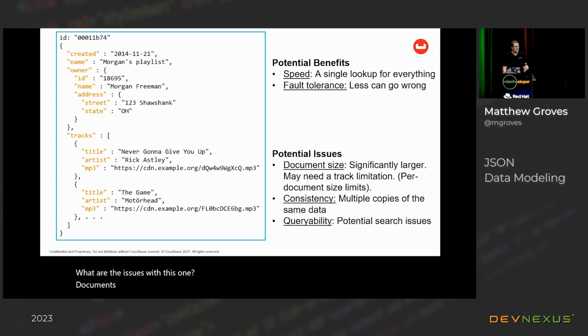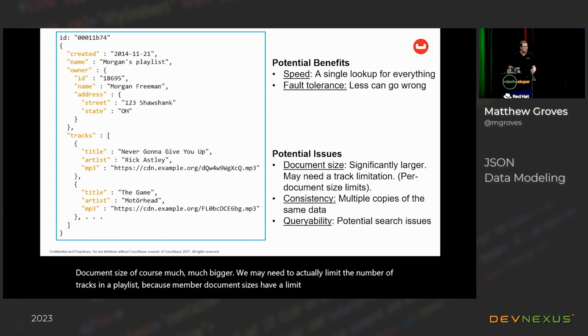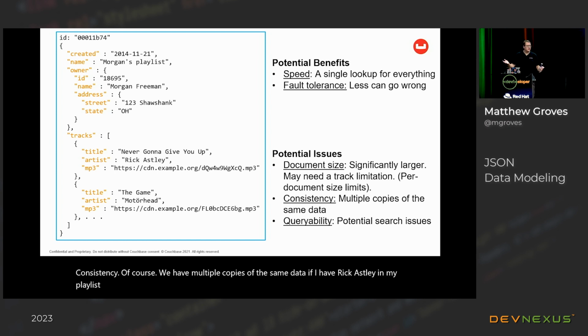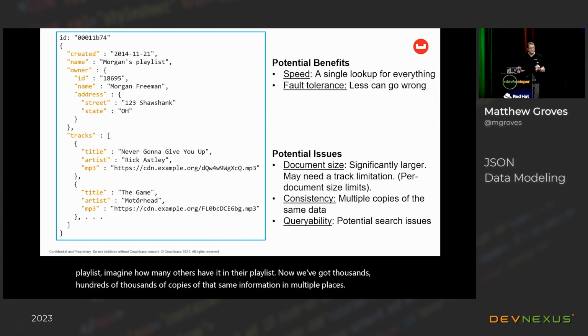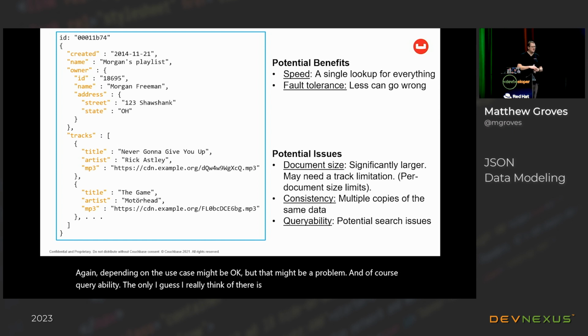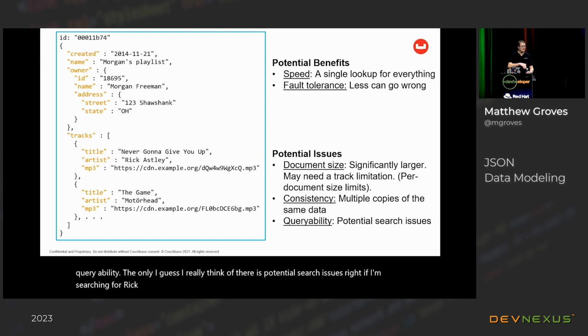Document size, of course, much, much bigger. We may need to actually limit the number of tracks in a playlist because, remember, document sizes have a limit. So that could be a potential issue. Consistency, of course, we have multiple copies of the same data. If I have Rick Astley in my playlist, imagine how many others have it in their playlist. Now we've got thousands, hundreds of thousands of copies of that same information in multiple places. Again, depending on the use case, might be okay, but that might be a problem. And of course, queryability, the only thing I can really think of there is potential search issues, right? If I'm searching for Rick Astley, it's going to come up in a bunch of playlists.